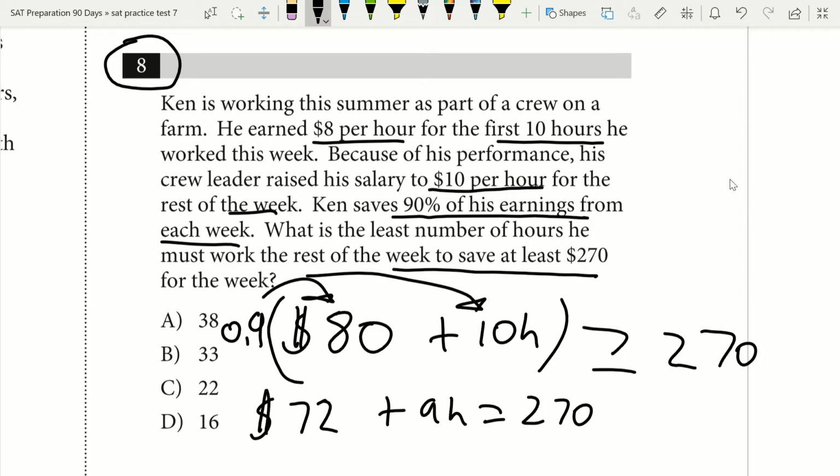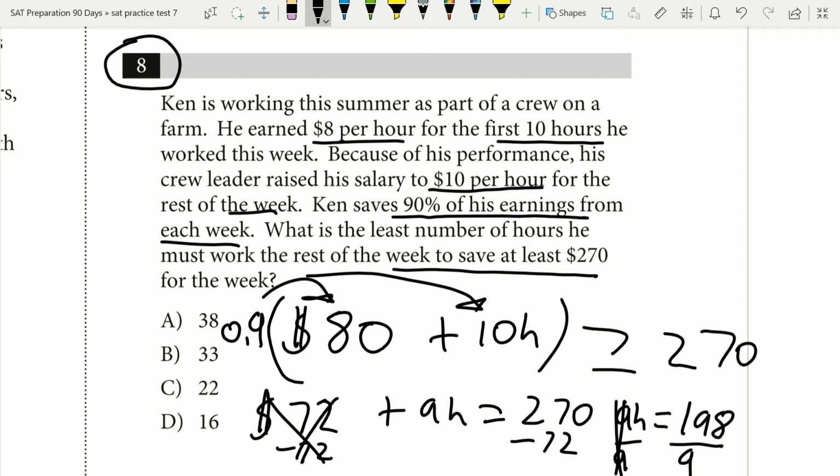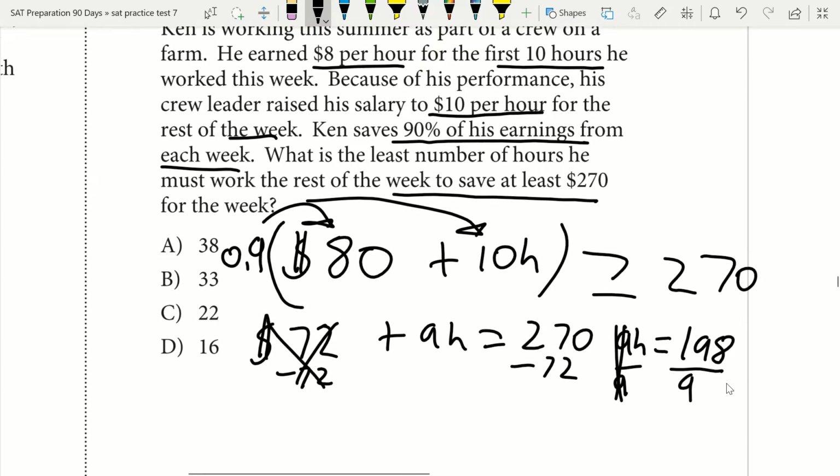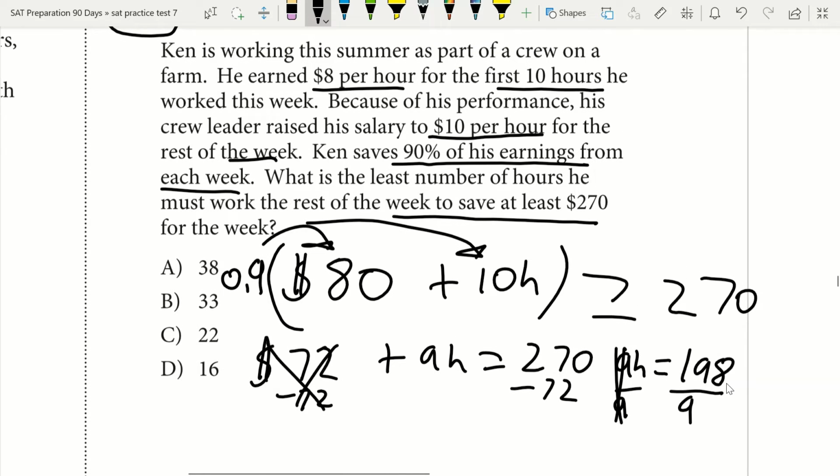So at that point, I go ahead and subtract $72 from each side to isolate my 9h. Subtract $72 from each side. 270 minus 72 is going to leave me with 198. So now I have 198 is equal to 9h. Obviously, I divide each side by 9 to get my h isolated. So now I have h is equal to 198 over 9. Now, what I'm going to do here is I know that 90 is equal to 9 times 10, which means that 180 is going to give me 9 times 20.